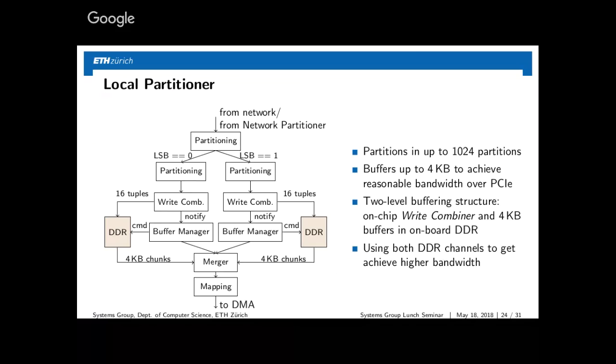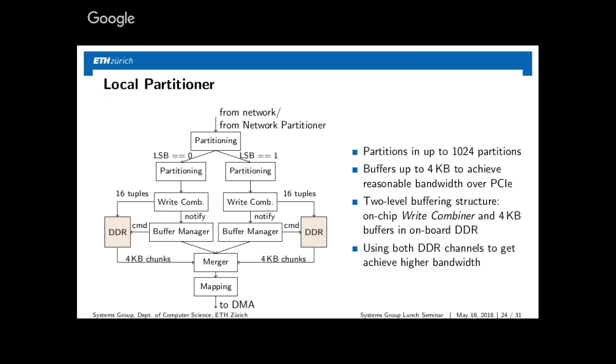But we also have random writes to this DDR memory, obviously, since we partition. To reduce the impact of these random writes, we have write combiners on the on-chip memory. So we first buffer up to 16 tuples in FPGA on-chip memory. Then we flush these 16 tuples to DDR. And once we have up to 4 kilobytes here, we flush this over PCI. And as I had to figure out, one DDR could not handle line rate, so I used both channels, and we split the data by the least significant bit between these 2 paths.